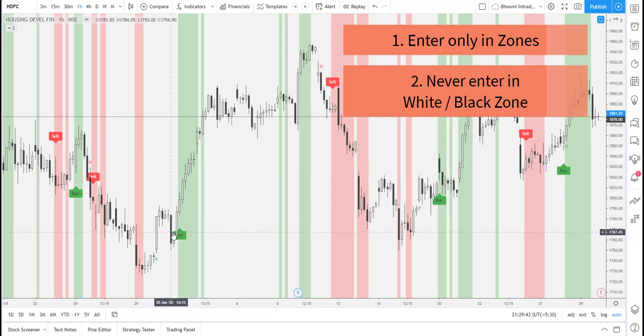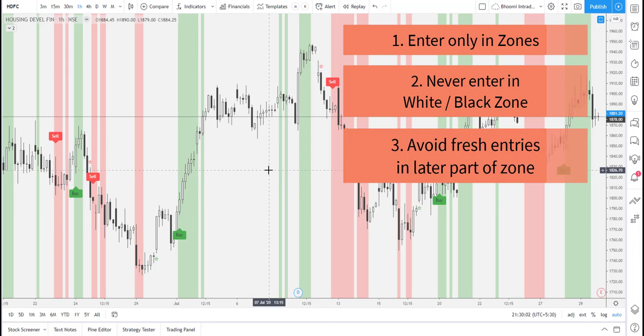The third thing is that the longer the area is, the stronger the sentiment is in the market. But from the point of view of taking any fresh trade in the later part of a zone, for example, if there is a demand zone which has been going on for a long time and some buy signal comes here, you should avoid such buys, or it is not advisable, because you have already lost the fair price which was there at the start of this sentiment, right?